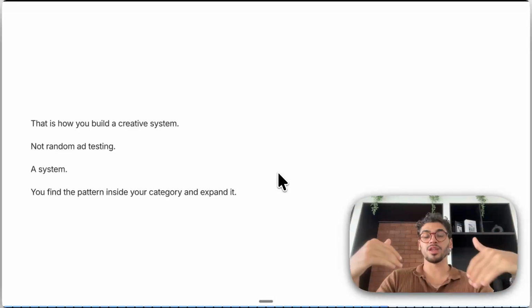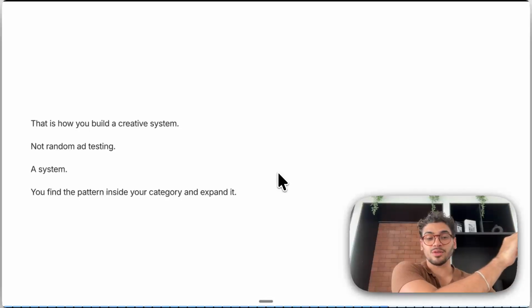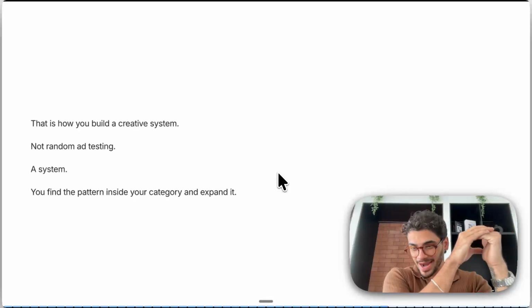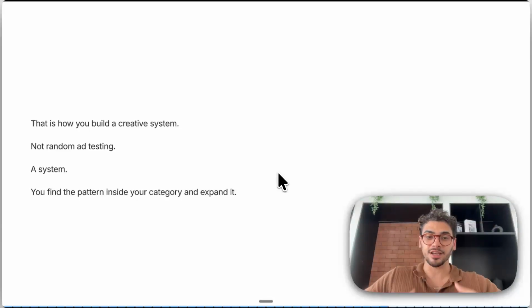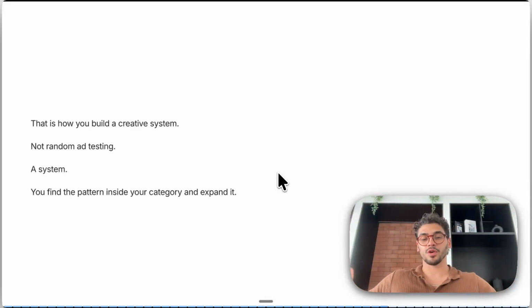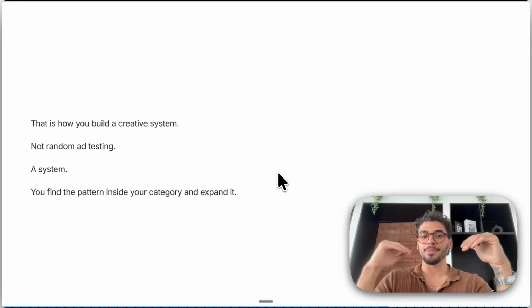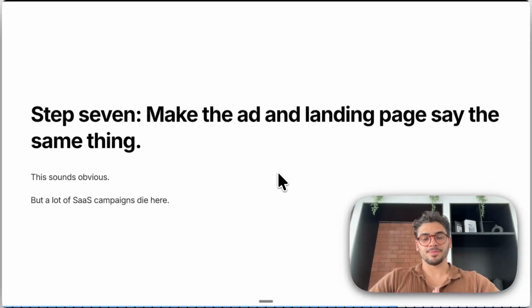That's how you build a creative system. Not random ad testing, but a system that you actually create by not being generic and actually creating ads and the whole structure that works for yourself, right? So you find the pattern inside your category and expand it.